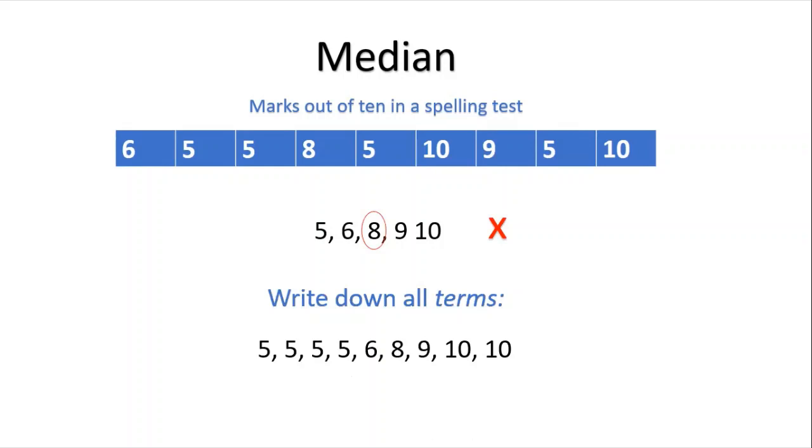And when I look at that, I can see that there's 4 5s, then there's a 6, and then there's 4 more numbers, 8, 9, 10, 10. So the middle number, the middle term, is 6. So I've listed all the numbers in order, remembering to note them down every time they occur. I've circled the middle one, which is 6. So that makes the median 6.